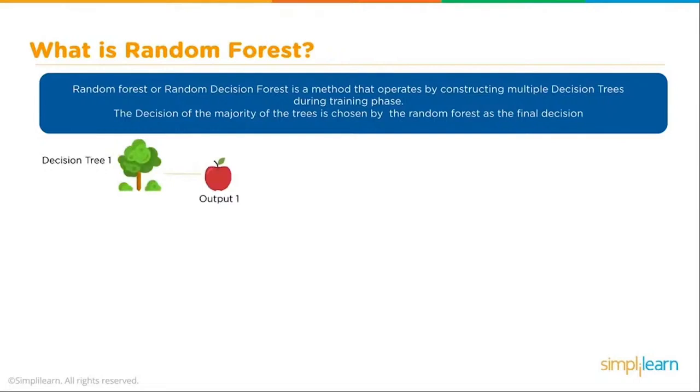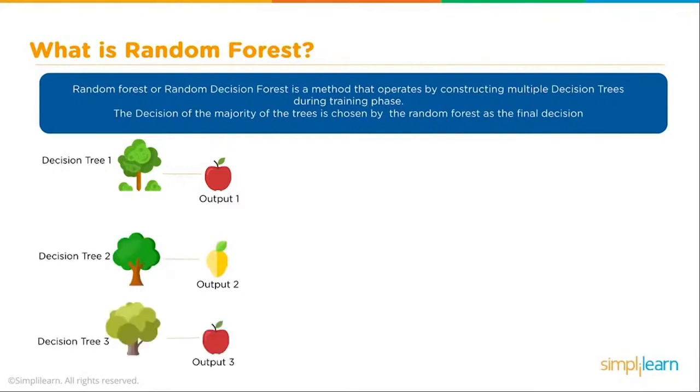We have a decision tree, and they actually use a real tree to denote the decision tree, which I love. Given some kind of picture of a fruit, this decision tree decides that the output is an apple. And we have decision tree 2, where the picture of the fruit goes in, and this one decides that it's a lemon. And decision tree 3 gets another image, and it decides it's an apple.